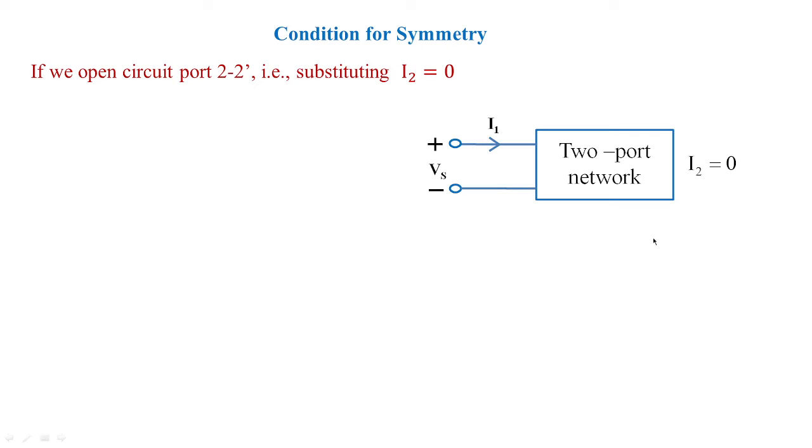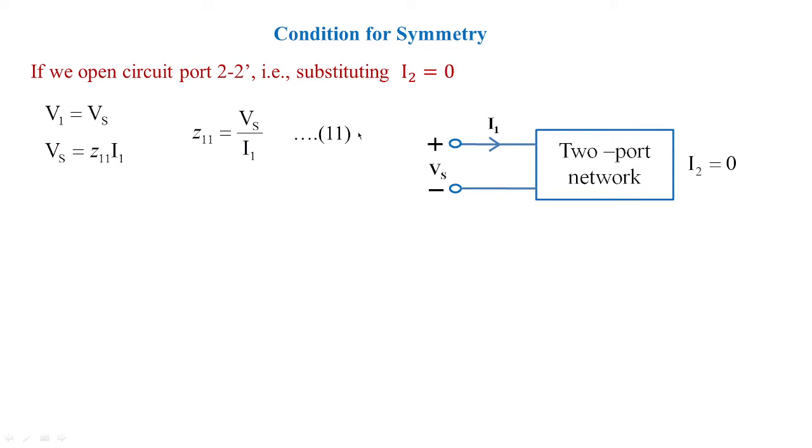Now let us see the condition for symmetry for Z parameters. So what we are going to do is open circuit the output port, that is substituting I2 equal to 0 for this particular two-port network. The output is open circuited, which indicates that I2 is equal to 0. Then V1 is equal to Vs. We are going to substitute the value of input voltage, and from the standard equation of Z parameters we are going to get Vs is equal to Z11 I1, whereas Z11 is equal to Vs by I1, that is the input voltage by input current.